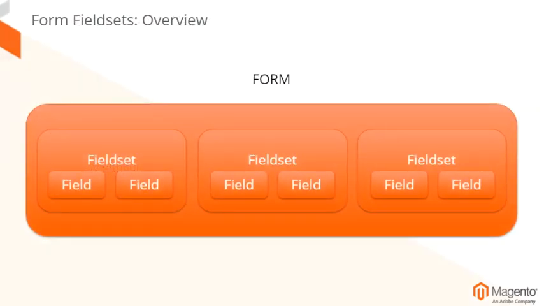FieldSet is a container component which renders its children, form elements. The diagram presents a typical form structure. Each form consists of one or more field sets, and each field set consists of a group of fields.